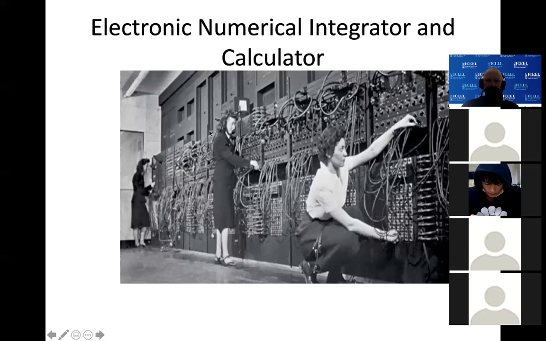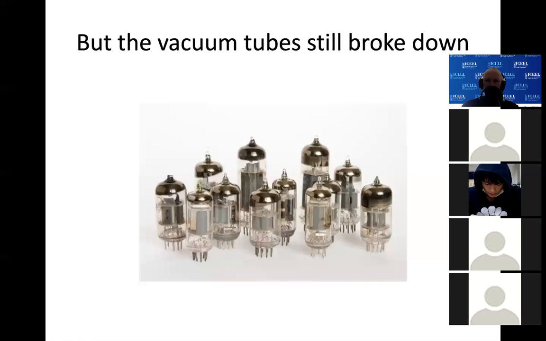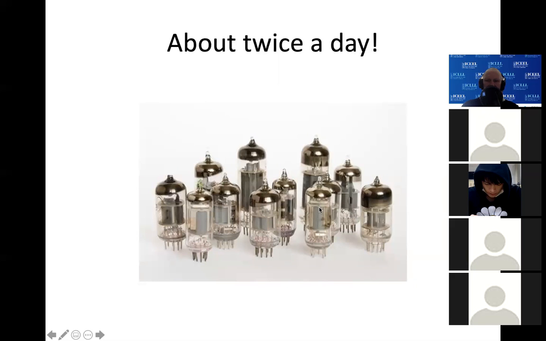Look at the size of this thing. So it was electronic, it was using electricity. They could program it with these wires, and they could tell it what to do, and it was much faster than previously. But these things did still break down, right? They get too hot, they break down. About twice a day, the machine would just stop completely, right?